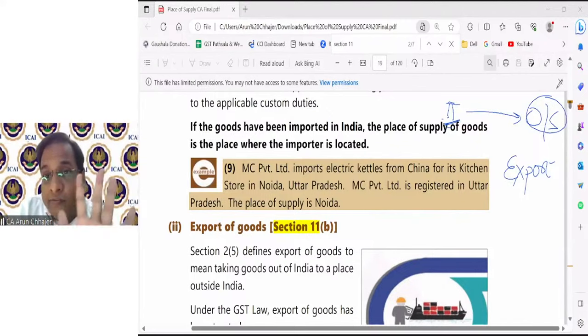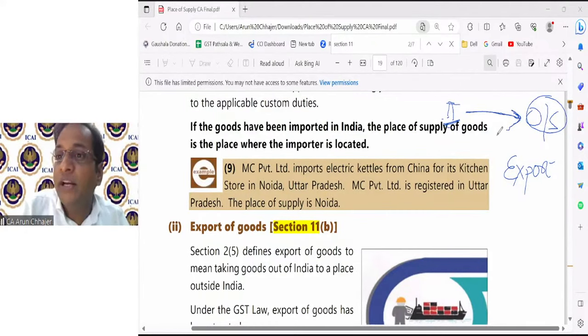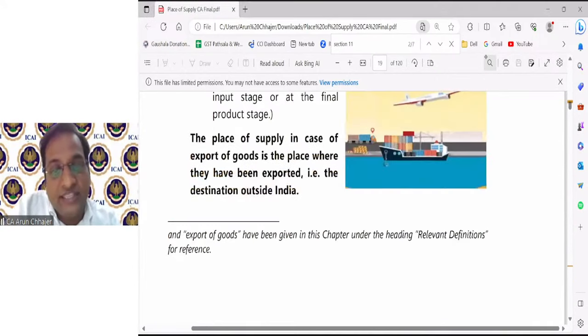But I am saying, will it be treated as export of the goods if you are receiving the amount in Indian rupees? The answer is yes. Why, sir? Receiving the amount in foreign currency is the condition of services. It is not a condition of goods. Therefore, in which currency the amount is realized is irrelevant for goods. Only if the goods are moved from India to out of India, it is export, and from outside to India, it is import. That's it. Very simple. Now we are moving to section 12.